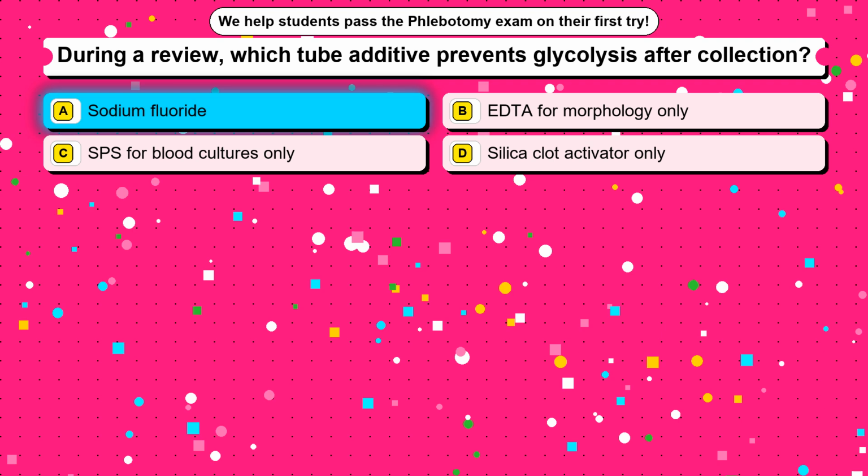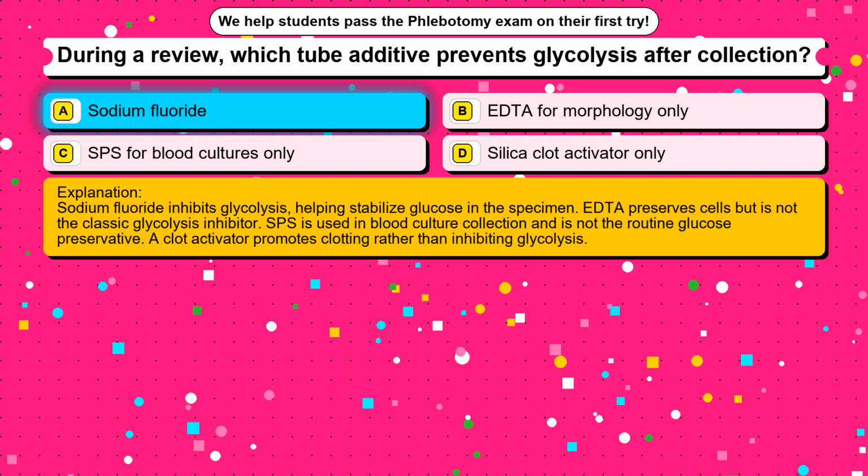The correct answer is option A. Sodium fluoride. Sodium fluoride inhibits glycolysis, helping stabilize glucose in the specimen. EDTA preserves cells but is not the classic glycolysis inhibitor. SBS is used in blood culture collection and is not the routine glucose preservative. A clot activator promotes clotting rather than inhibiting glycolysis.